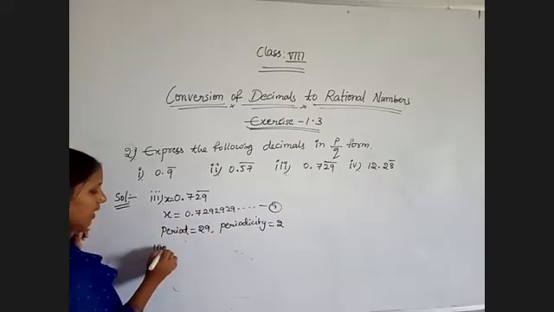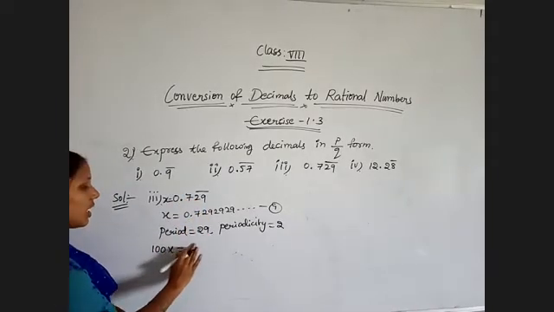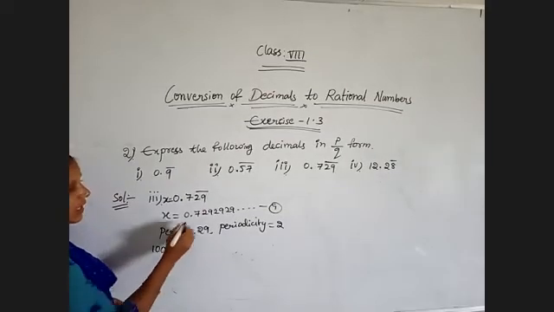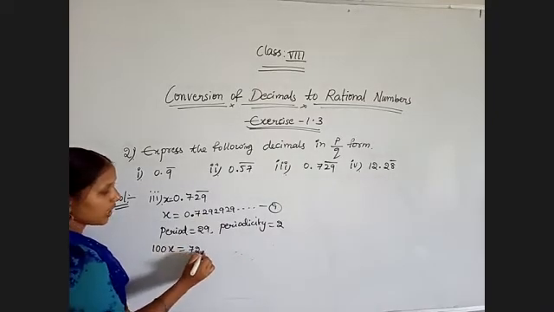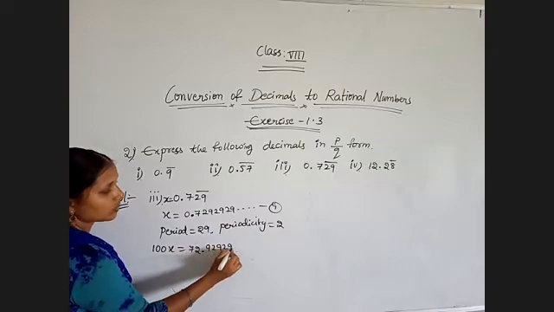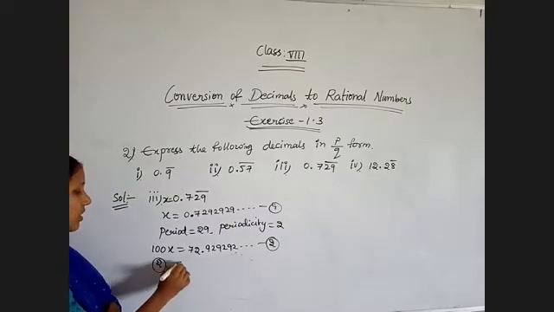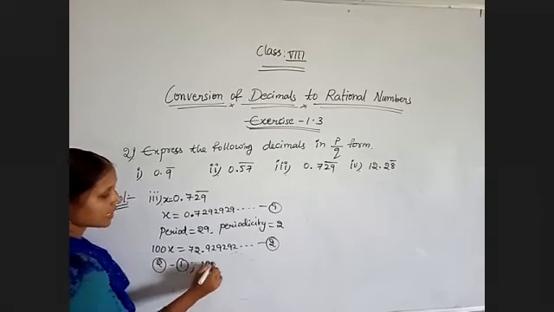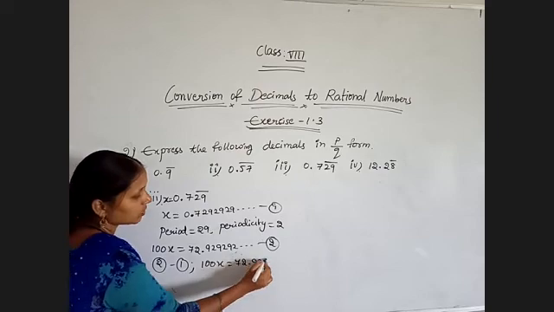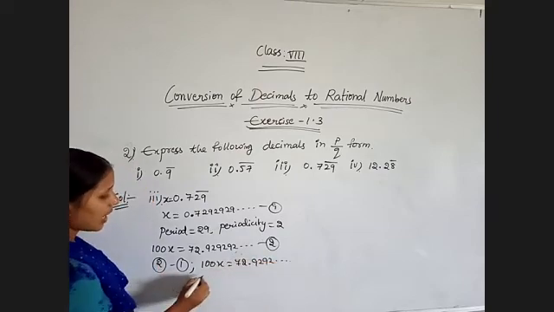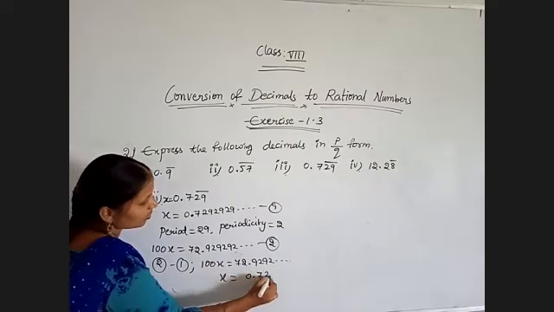So that is 100x is equal to... because we are multiplying with 100, the point will move to the right by 2 digits. That is 72.9292, and so on. Equation 2. So now subtract the first equation from the second equation. That is 100x is equal to 72.9292, and the first equation is x is equal to 0.7292 bar.